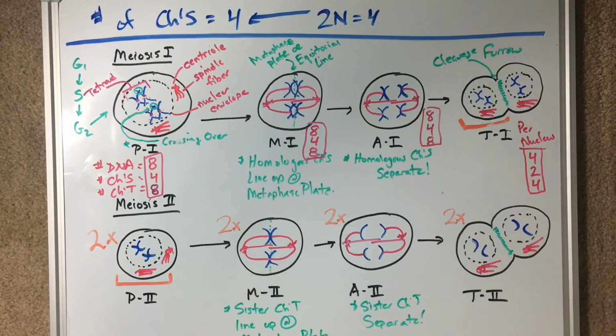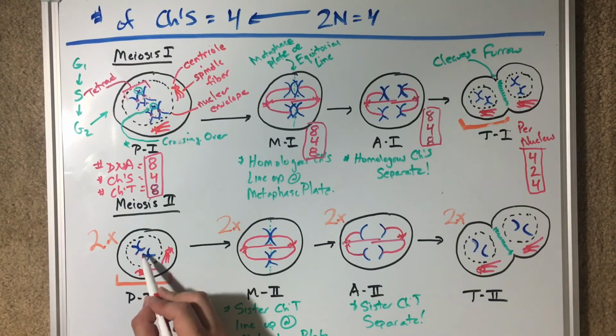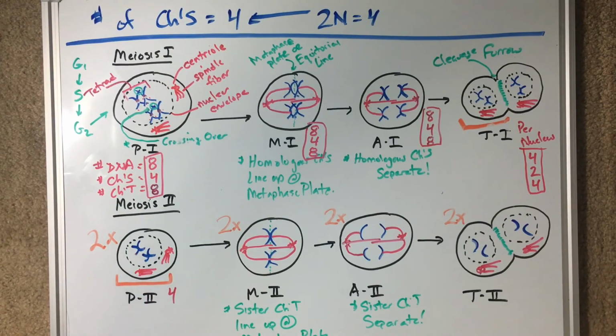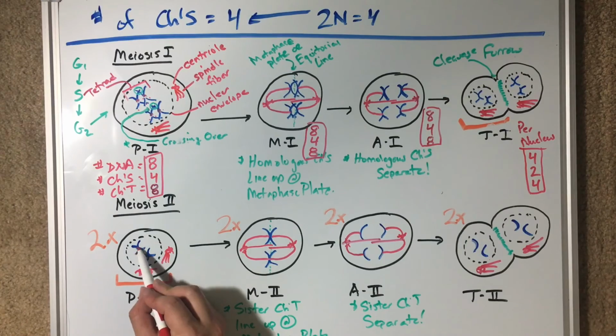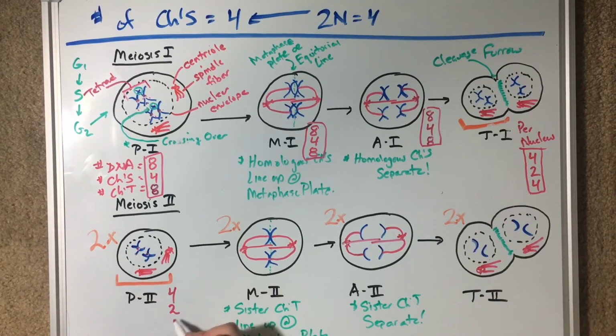All right, let's get over here to prophase 2. Well, how many DNA molecules do you see? Well, I see 1, 2, 3, 4. How many chromosomes? Well, I see 2 entities. And how about how many chromatids? Well, got 2 centromeres, so 4 chromatids. 1, 2, 3, 4.